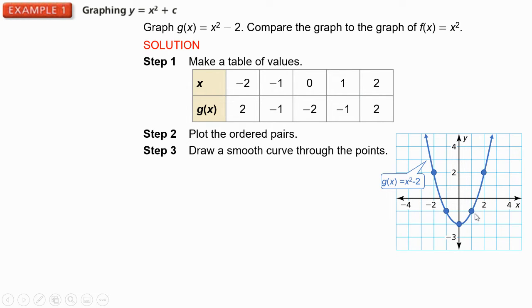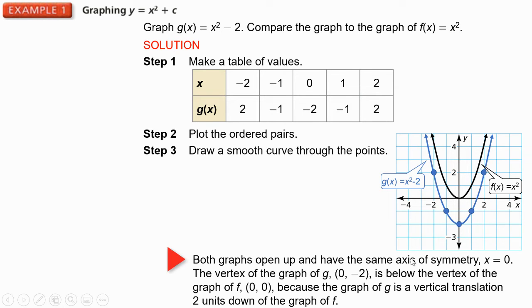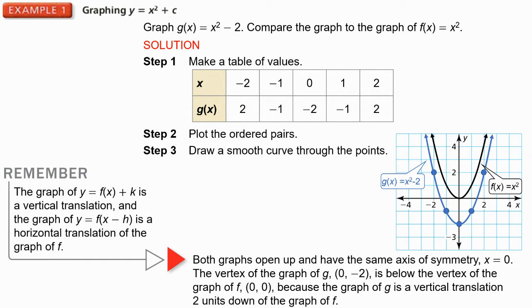We want to smooth out the curve, and the key word here is curve. It's not a straight line. And we have our graph. And we notice that the parent function, now shown in black, has a vertex of 0, 0. The new vertex becomes 0, -2. So in the end, we shifted this thing down 2 units, and that's called a vertical translation, 2 units down.